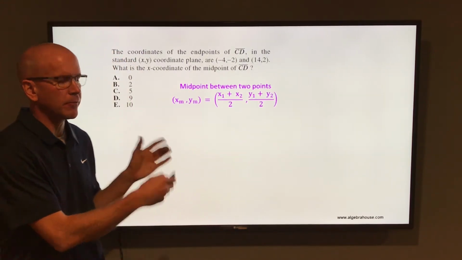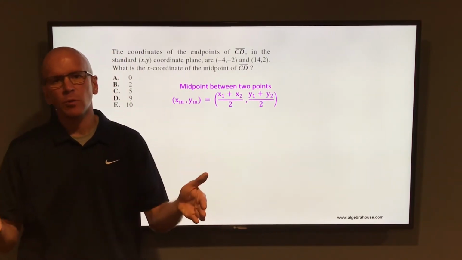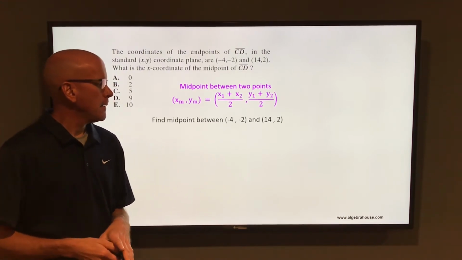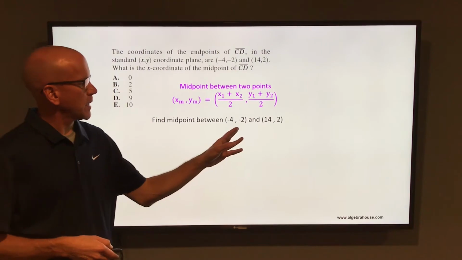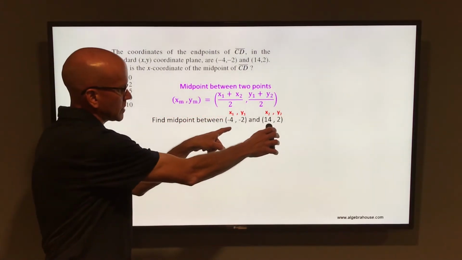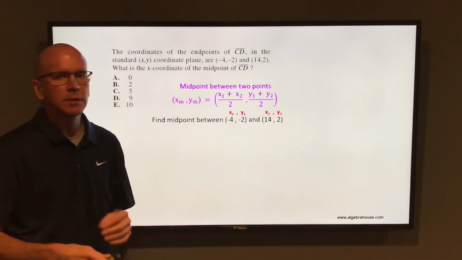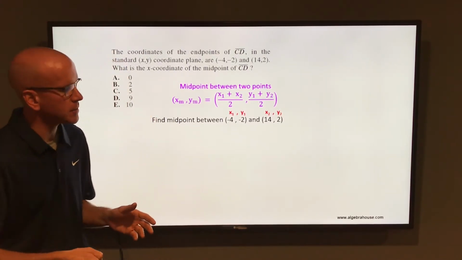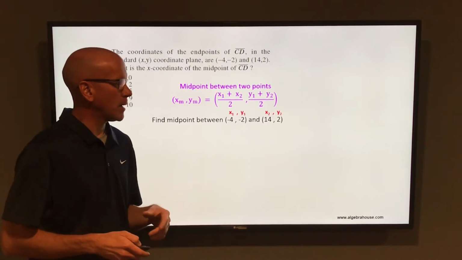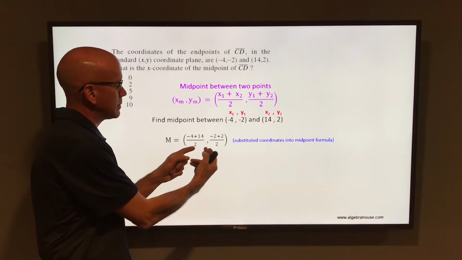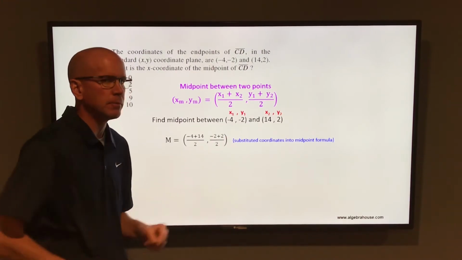Don't get hung up on formulas. You're just adding the two coordinates together and dividing by 2. That gives the midpoint. To find the midpoint between -4, -2, and 14, 2, you would add the x coordinates together and divide by 2, and also add the y coordinates together and divide by 2. Again, do not get hung up on formulas. That causes you more problems. Just understand what's going on.